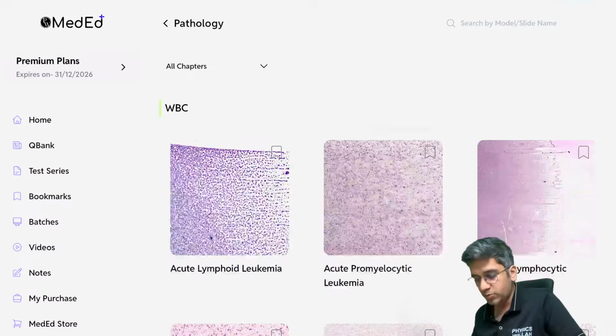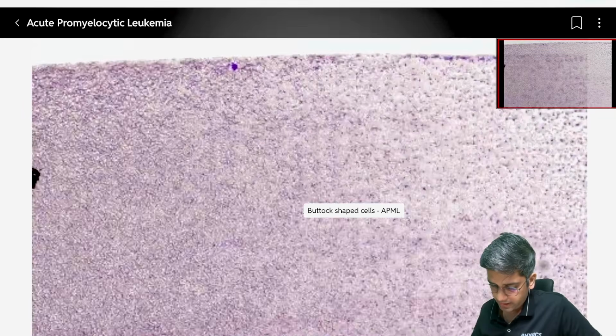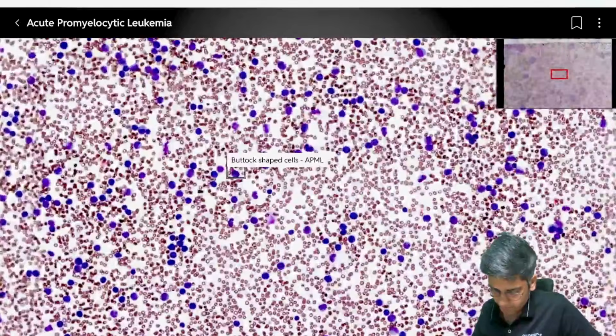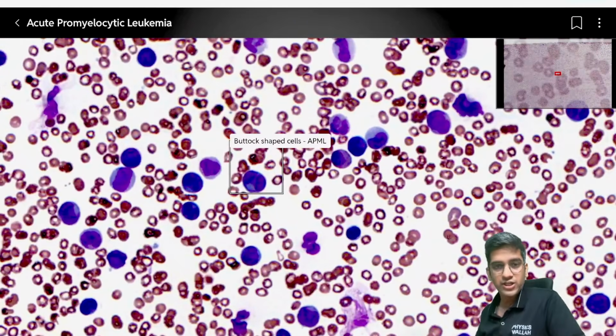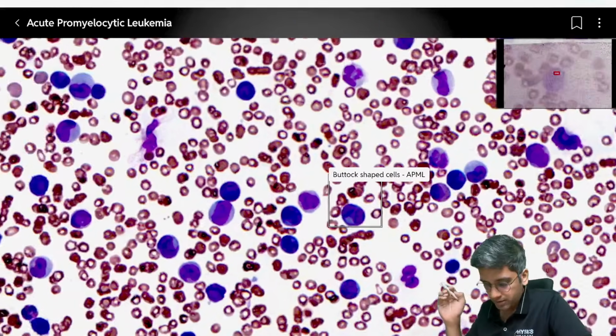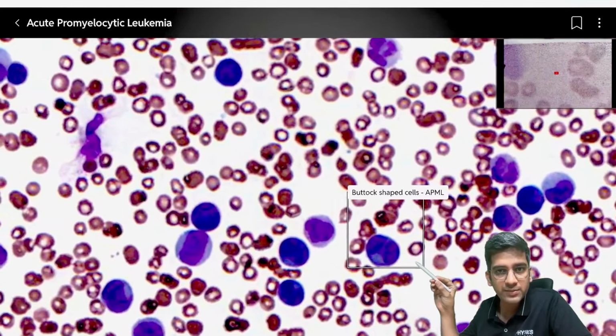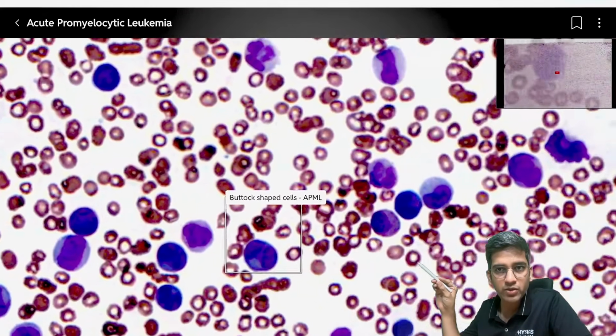We have slides of acute promyelocytic leukemia. I hope that will help us to identify the myeloblasts. Acute promyelocytic leukemia is actually a variation. You tend to see the buttock-shaped cells. We keep reading about buttock-shaped cells, right? This is a real buttock-shaped cell. That's how it looks.